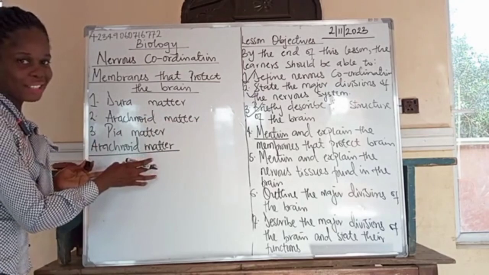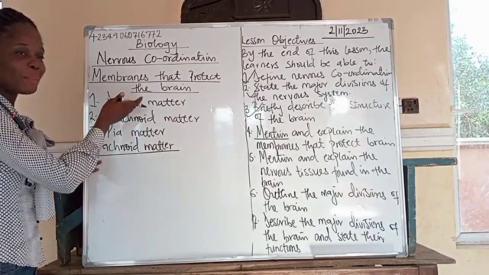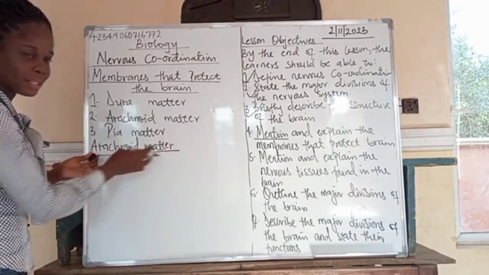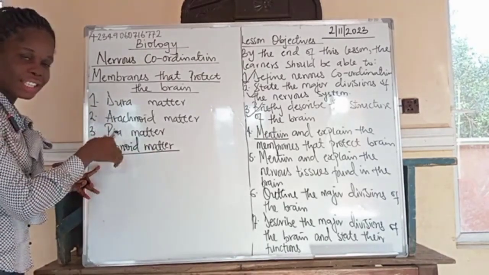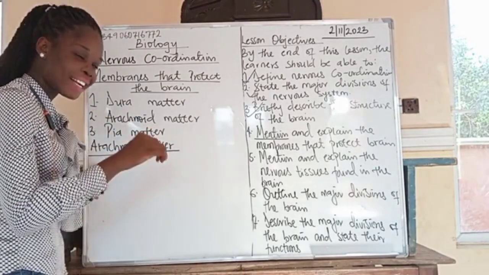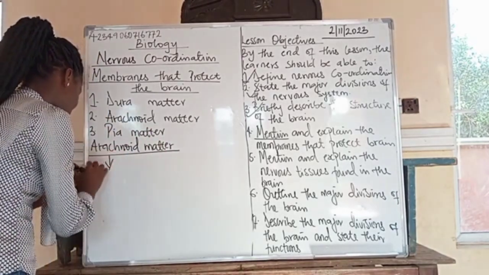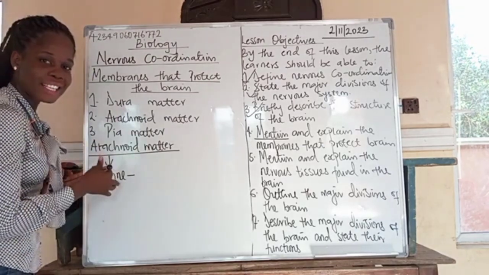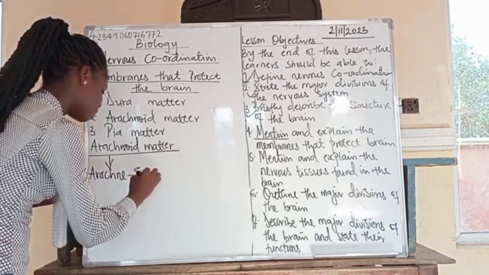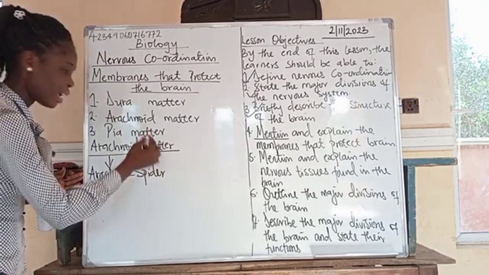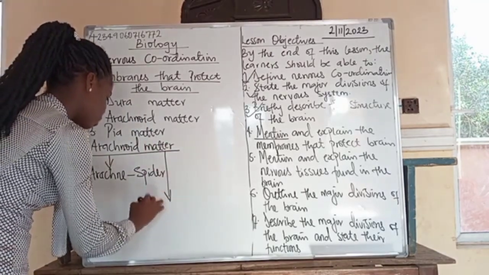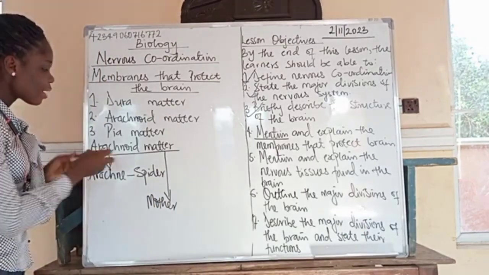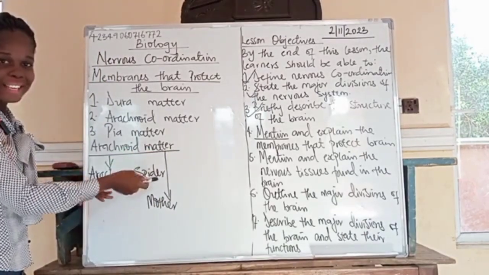The arachnoid mater is found between the dura mater and the pia mater. It is also made up of two words. The word arachnoid is gotten from a Greek word arachne. This Greek word arachne means spider. And then we have the word mater meaning mother. In that case, the arachnoid mater is also called the spider mater.